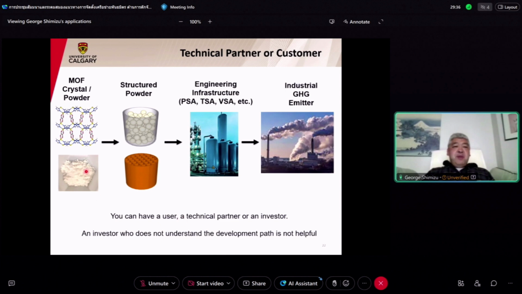For anyone who might be in the room who's making the powder, you don't want to get too excited just because somebody wants to give you money. An investor who does not understand the development path, this is not helpful, right? If someone gives you $100,000 for research and thinks you're going to make them a millionaire in 1 year, this is actually a horrible partner in this space.